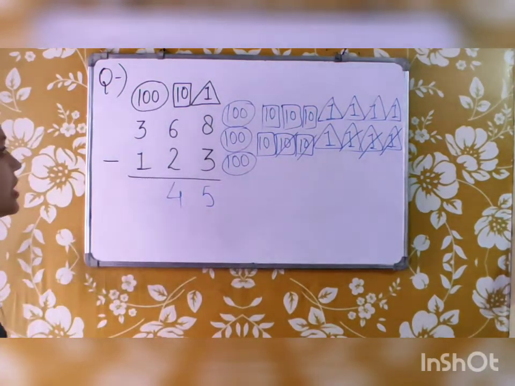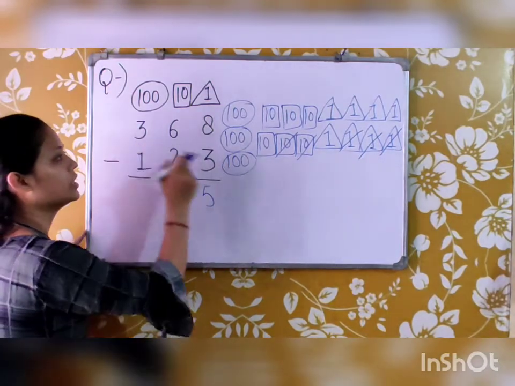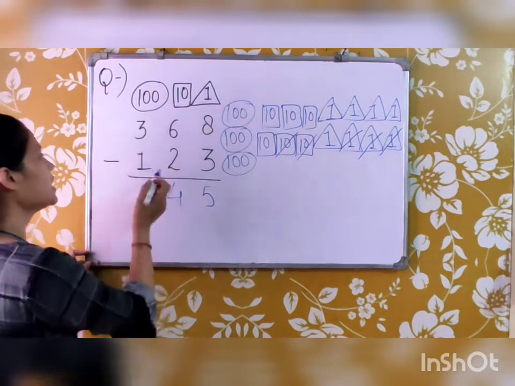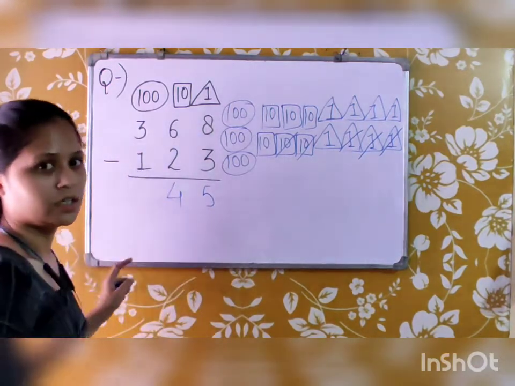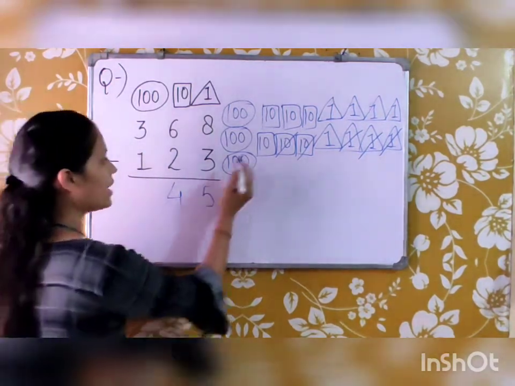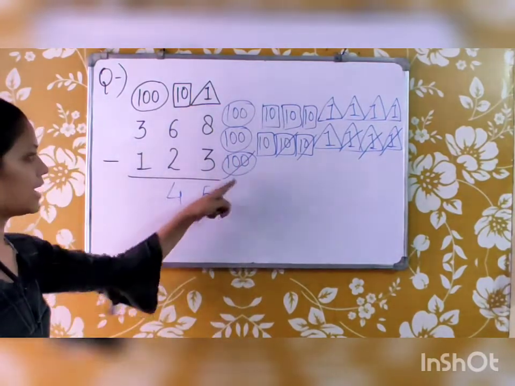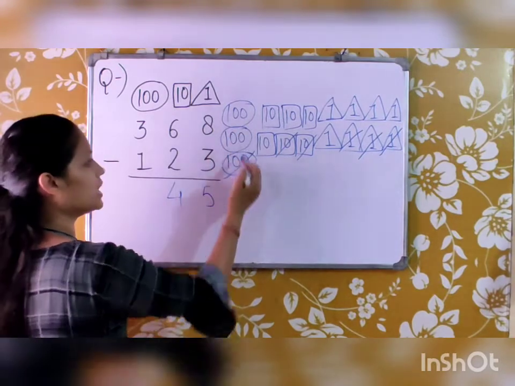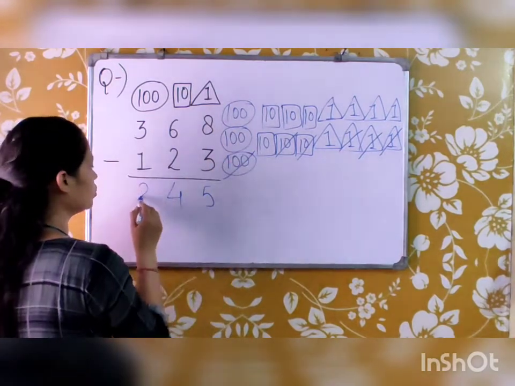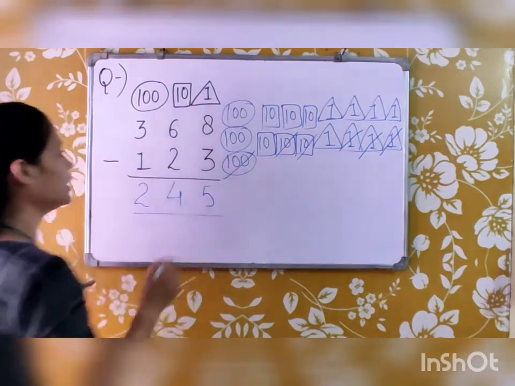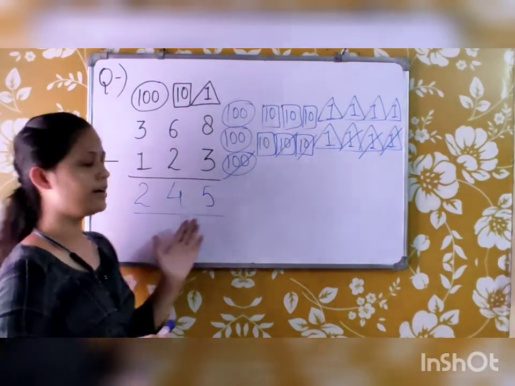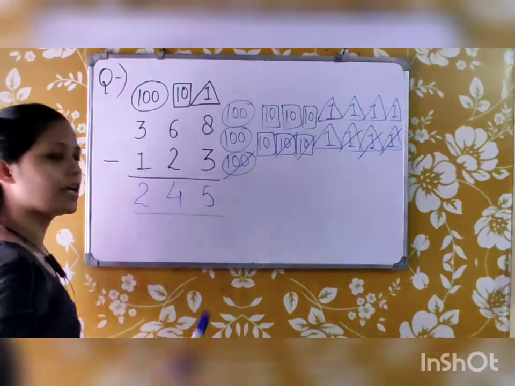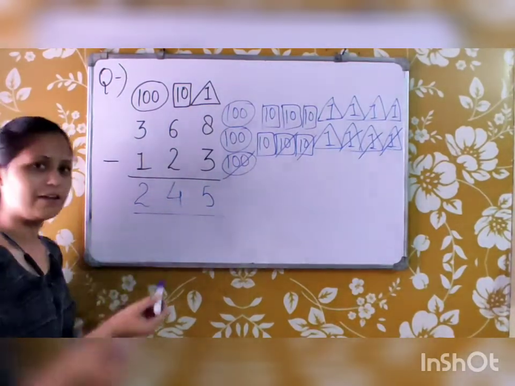Next, I have written 3 times 100: 1, 2, 3, because 3 was written in the hundreds place. Now I have to subtract 1 from it. So I will cut 1. Now how many are left? 1, 2. So 3 minus 1 is 2. So the answer is 245. 368 minus 123, your answer is 245.